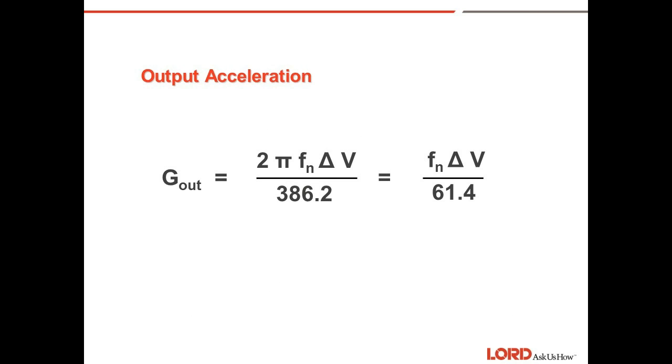Output acceleration. The acceleration level resulting from the occurrence of a shock incident to a spring mass system or a free body is the output, or G's out, that we're looking for. This is calculated by taking your natural frequency times the change in velocity divided by 61.4.